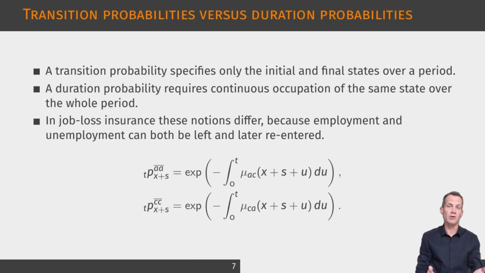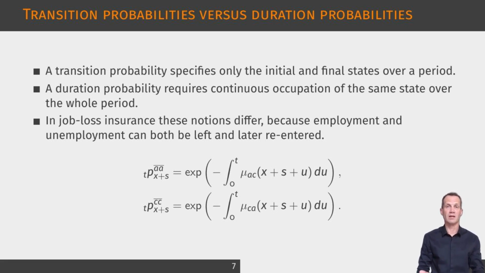This slide introduces one of the most important conceptual distinctions in the chapter. A transition probability only describes the state occupied at the beginning and the state occupied at the end of the period. It says nothing about what happened in between. For example, an insured employed at time S and employed again at time t may have remained employed continuously, but may also have become unemployed and then returned to employment before t. By contrast, a duration probability requires uninterrupted occupation of the same state over the whole interval.